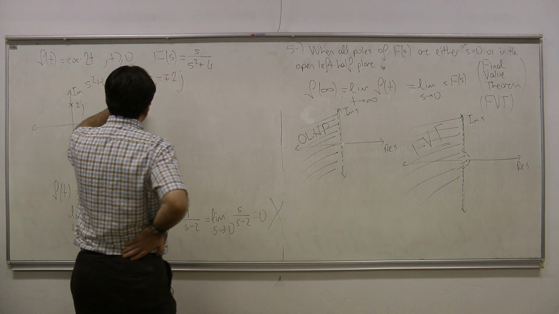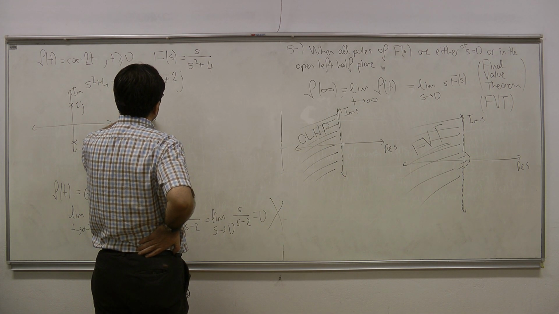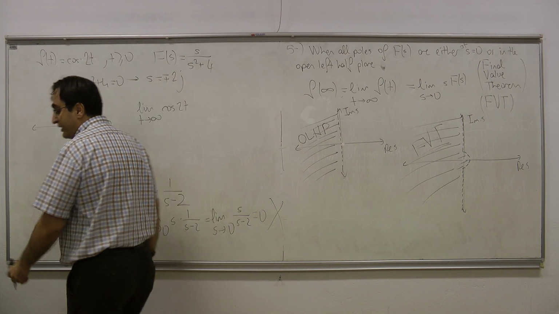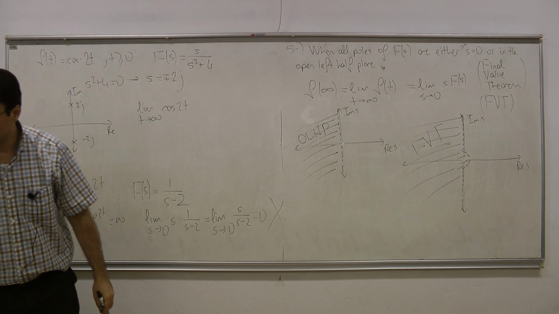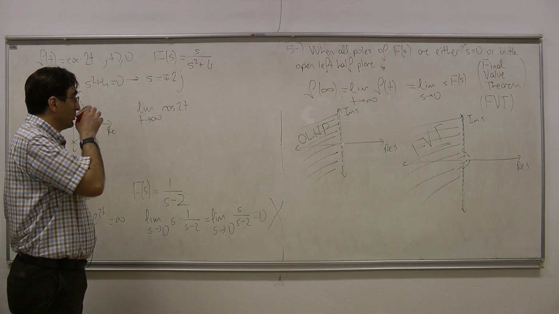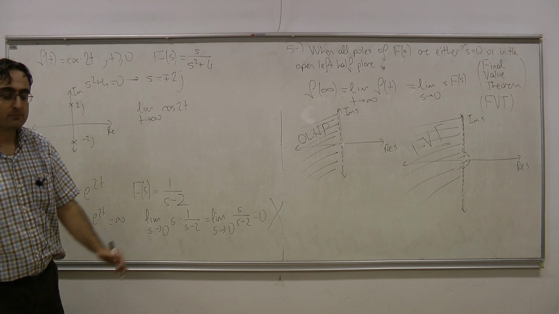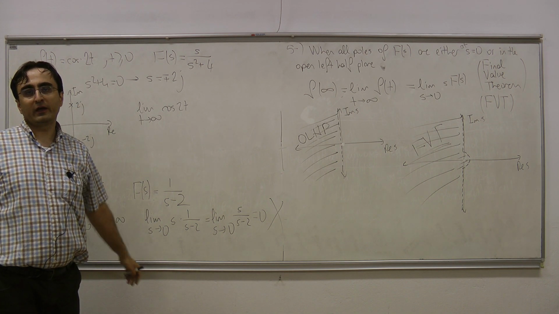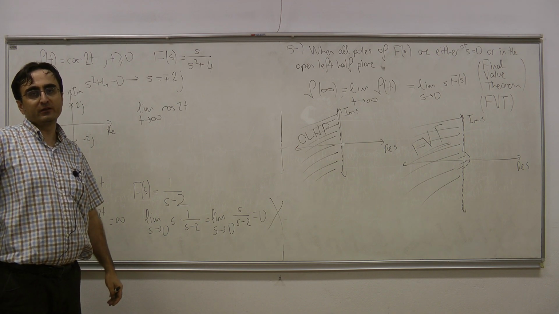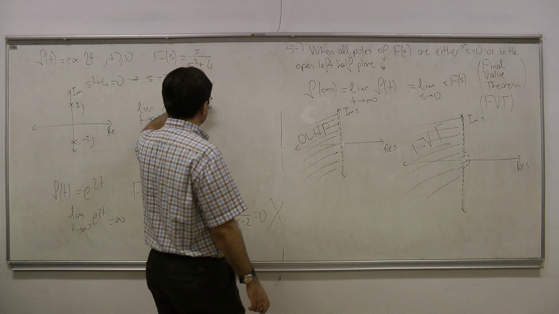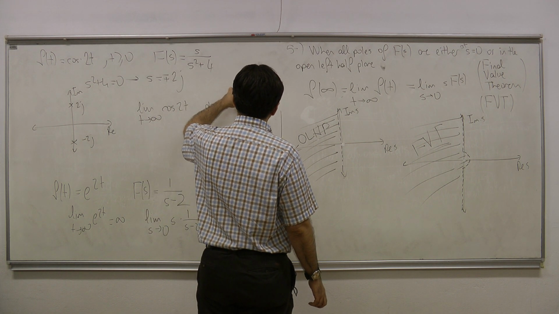So here, what is the final value of this function? Limit t goes to infinity, cosine 2t. What is this limit for this function? This is a pure cosine, so it is always oscillating. While t goes to infinity, it still oscillates. That means that this limit does not exist.